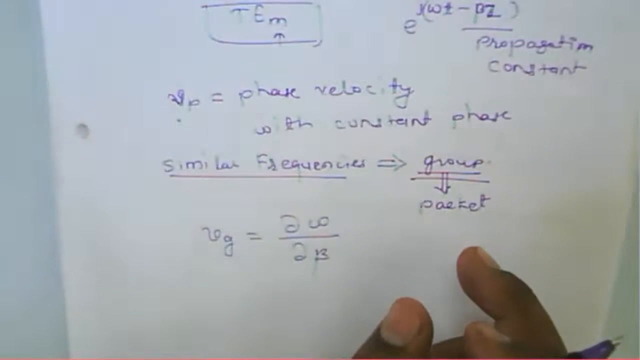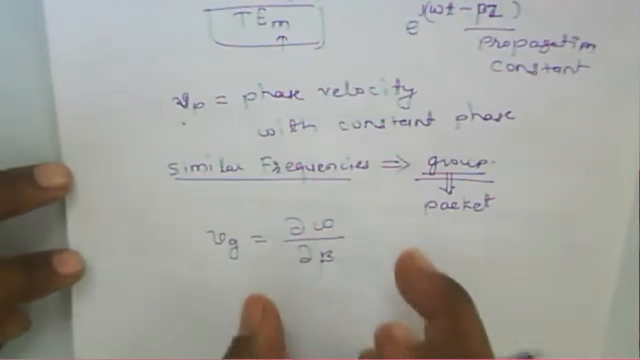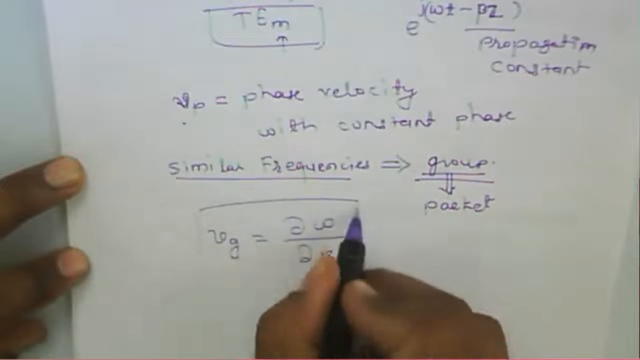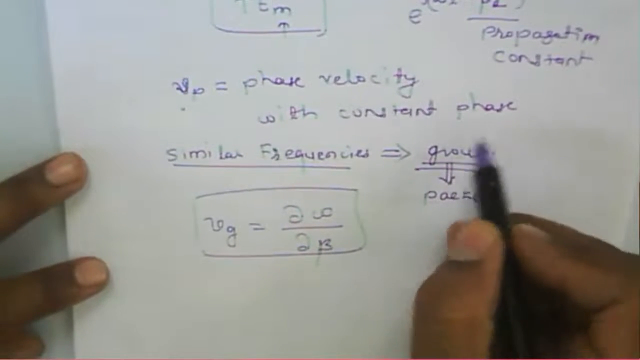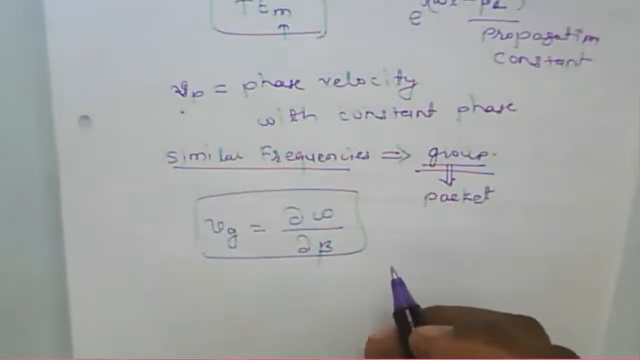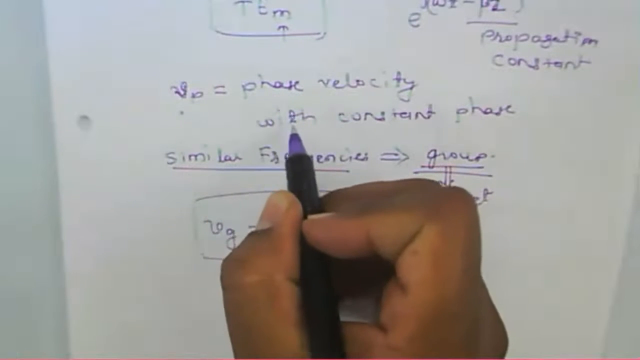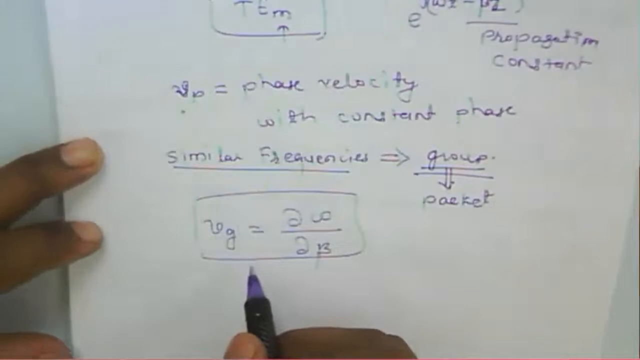Because these signals are propagating throughout, they form a packet, or you can say they form a group, and that group is called a packet. They propagate with a velocity other than the phase velocity of the wave or light, and that velocity is called the group velocity.